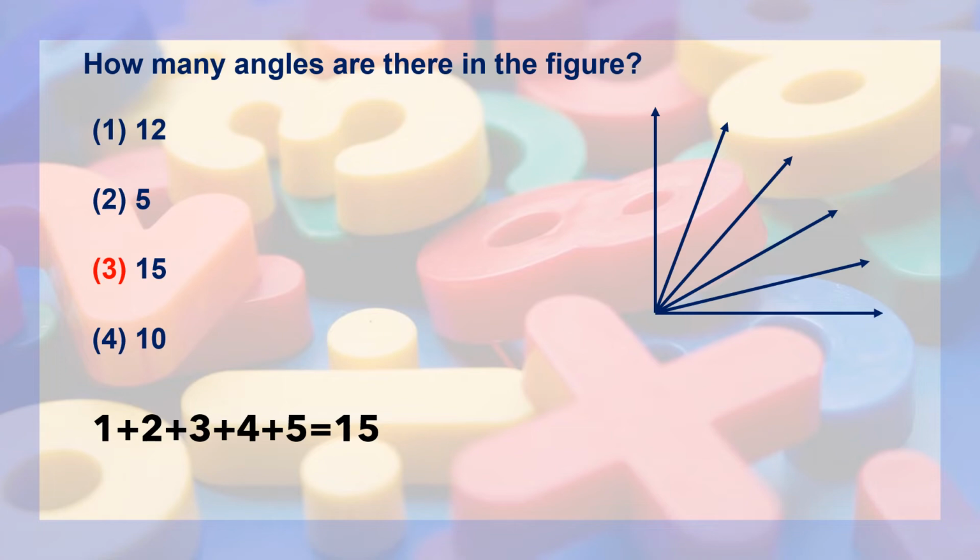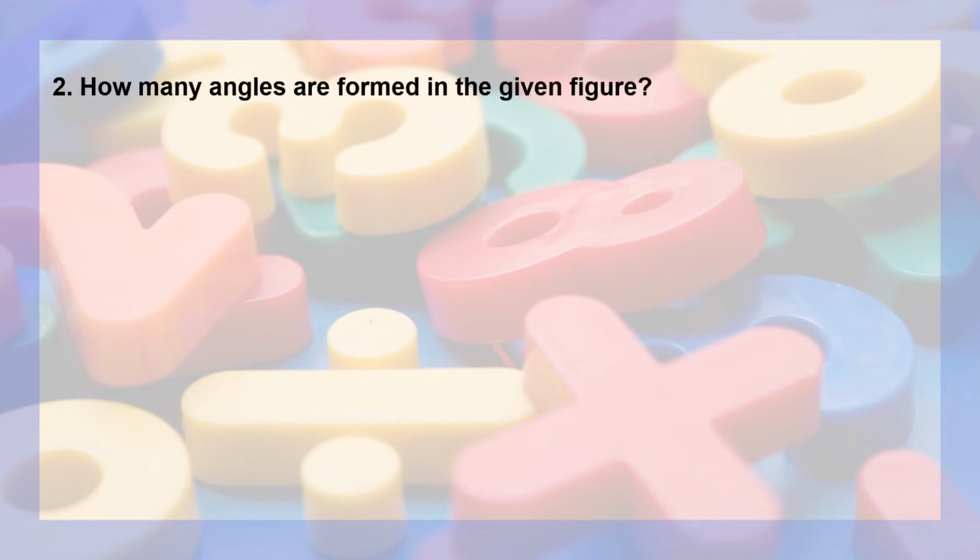Okay, so if you get sums like this, you have to solve it like this. You can simply add how many angles there are and add the numbers. Okay, 1 2 3 4 5. If there were more, we would add 6 also. Okay, if there were fewer, we would add fewer. Alright. How many angles are formed in the given figure?